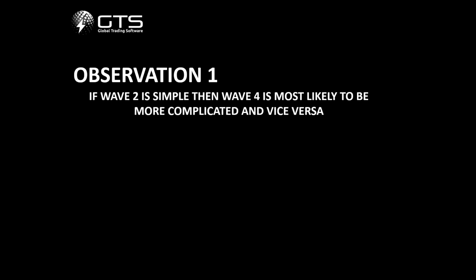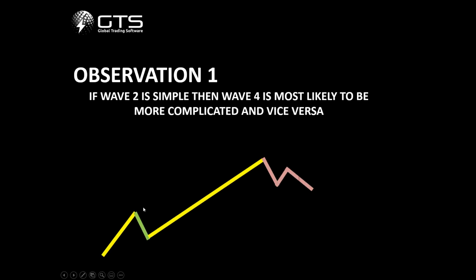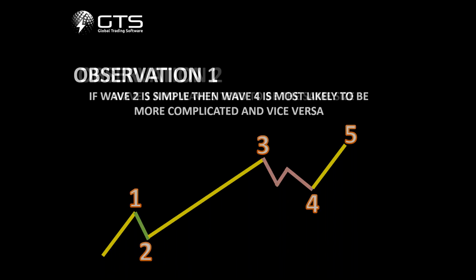So observation 1: if wave 2 is simple, then wave 4 is most likely to be more complicated, and vice versa. What does that look like? If we have a very simple and orderly wave 2 pullback in the green here, you usually find we have a more complex wave 4. And vice versa, if we have a complex wave 2, it's usually a very simple wave 4. I actually prefer the simple wave 4s, to be honest, because they're higher probability moves, but that's an observation. It's not always; the 80-20 rule sort of goes here, if you like.